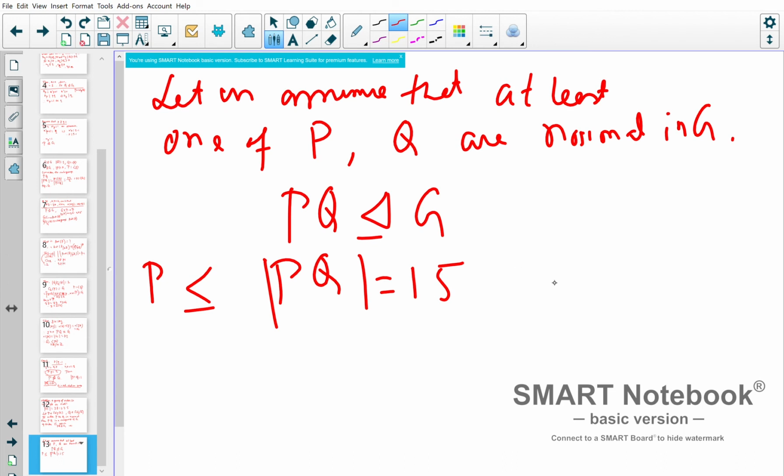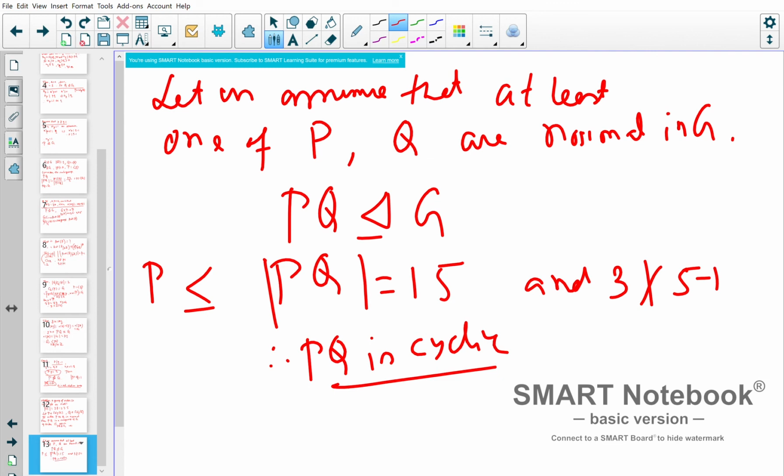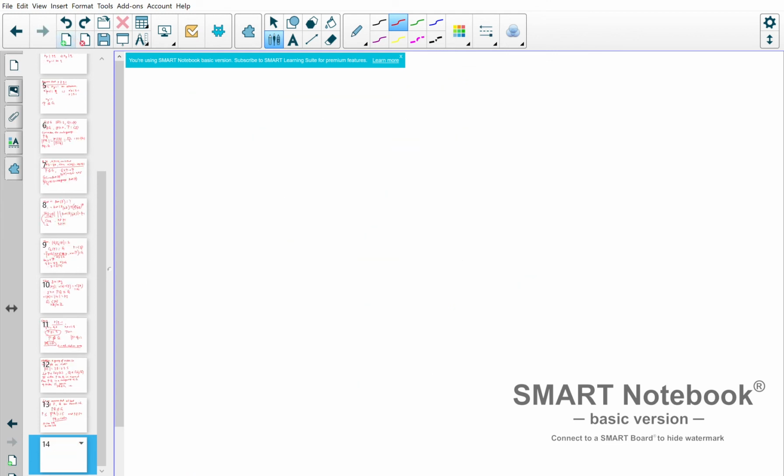Also, 3 does not divide 5 minus 1, right? So what does that mean? That means PQ is cyclic, which we also know. Now in a cyclic group, for every given order you have a unique subgroup, right? So that means P is a characteristic subgroup of PQ. Similarly, Q is a characteristic subgroup of PQ. We already proved that if we have a unique subgroup of any order, it must be a characteristic subgroup. So both are characteristic subgroups.